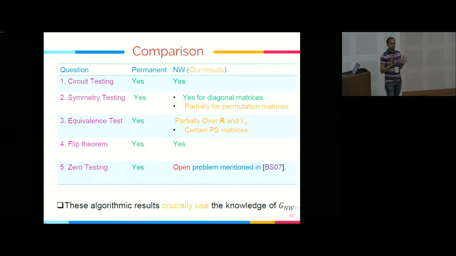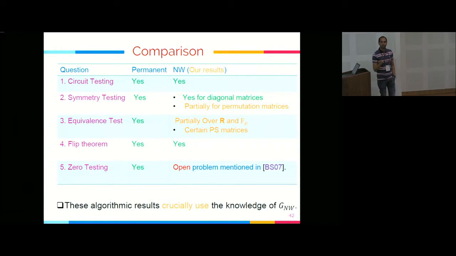Now recall that the generators of the group of symmetries of design polynomials are actually the diagonal matrices and permutation matrices. Kayal gave the answer for equivalence test, and we have a partial answer for design polynomials over reals and finite fields. In particular, we have answers when the invertible matrices are of a special kind, permutations and scaling matrices. I'll come to this in the later part of my talk. Okay, so the flip theorem is known for the permanent, and we proved the flip theorem for design polynomials.